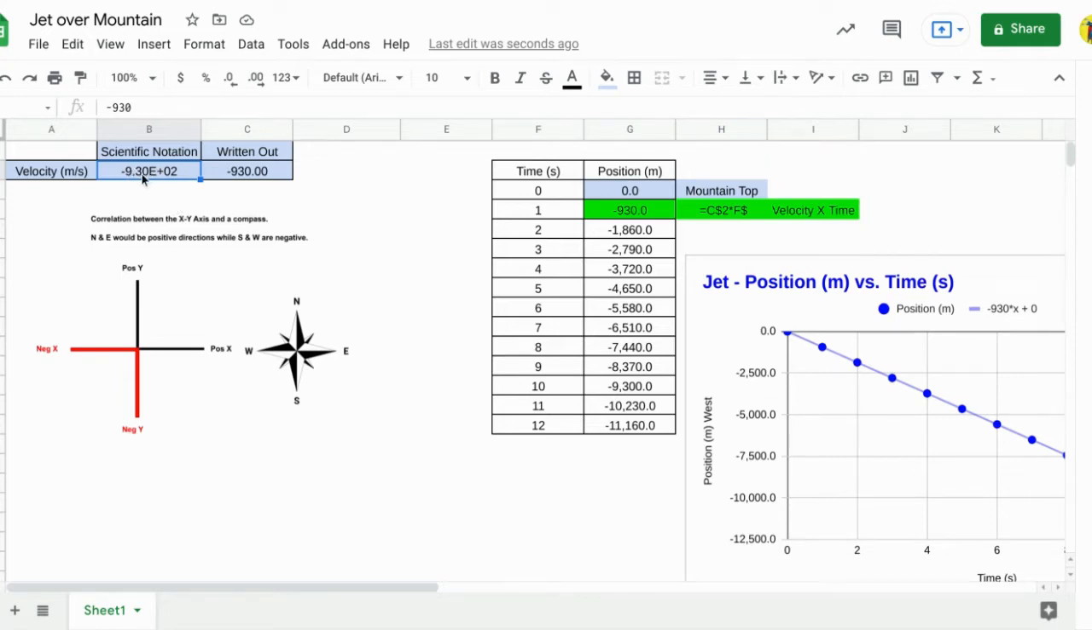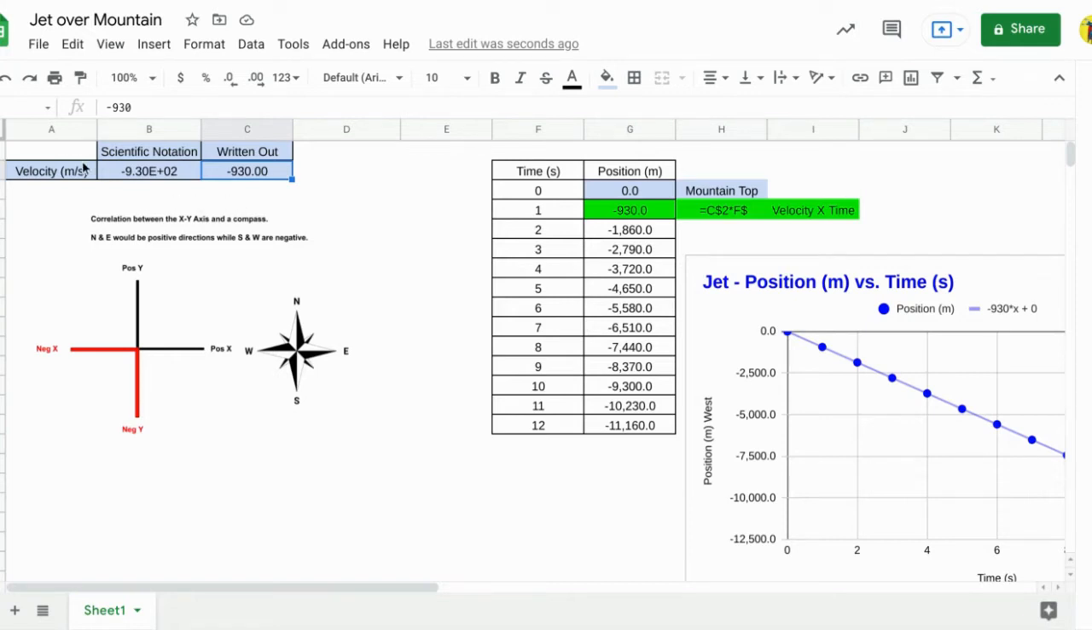So that's the convention that we want to use. Again, this has it as negative for the direction, 9.3, capital E, no space between the number and the letter, positive 2 because it's a positive exponent. You need to put the positive there. If it was a negative exponent, you could put negative. Over here, I just wrote the number out because the exponent of 2 is easy enough for me to write out the long way.